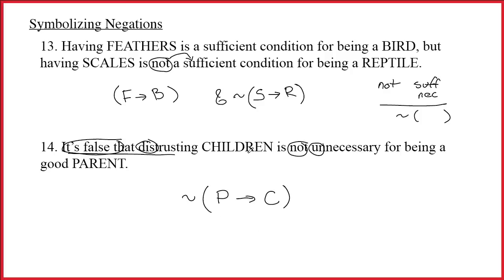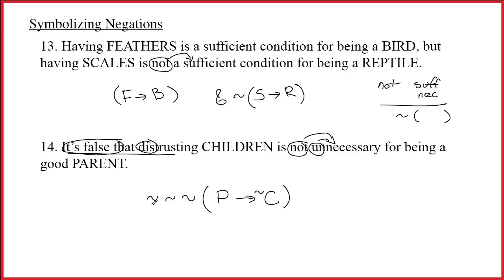Distrusting children. Well, that's obviously negating trusting children, and so that's a tilde on the C. But then not unnecessary? Those are both immediately in front of necessary. Not immediately in front of necessary or sufficient is going to give you a tilde outside parentheses, so both of these are going to have to be out in the front, and we can just stack them up. Tilde, tilde, tilde. These 3 tildes look like they're having a party here. They're very wavy. Tilde, tilde, tilde, P arrow tilde C.